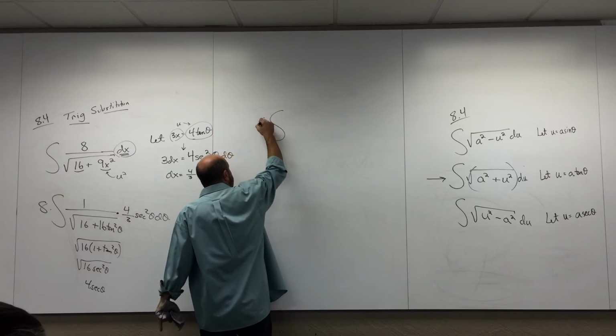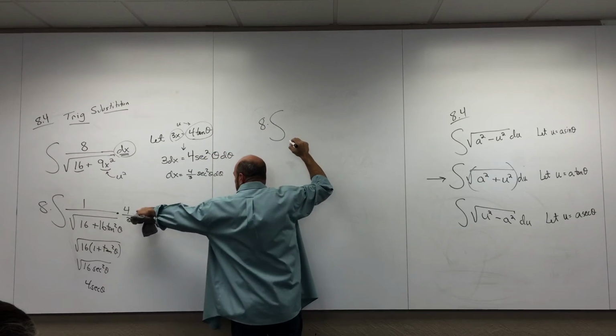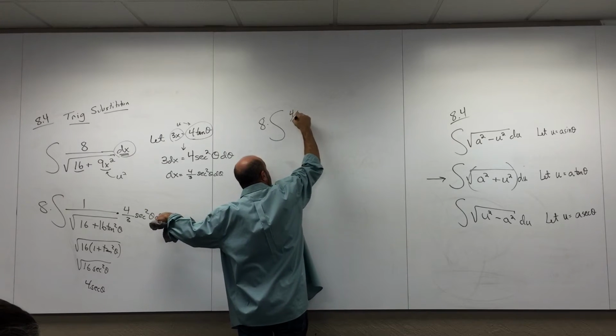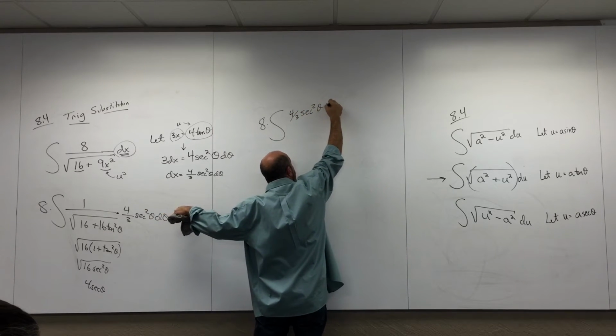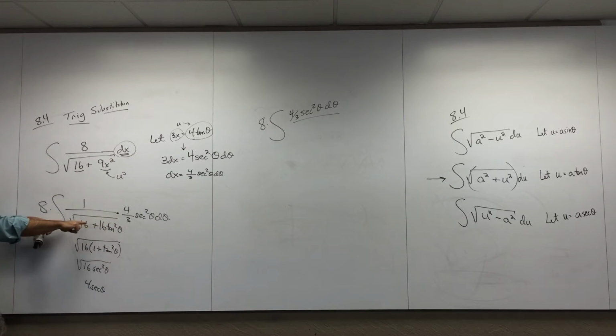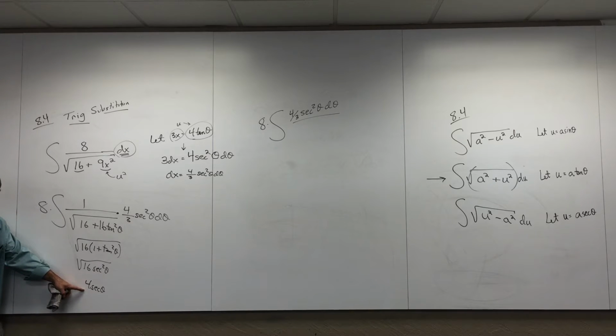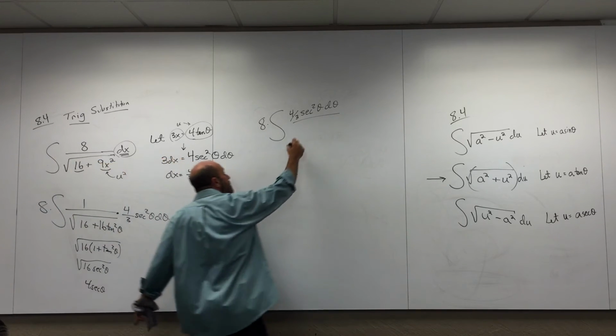There's an 8 out front. This 4/3 secant squared theta is off to the side here, but if you don't mind, I'll just put it in the numerator here. And then that radical was in the denominator. And what did the radical just turn into? 4 secant theta, right. So that's in the denominator.